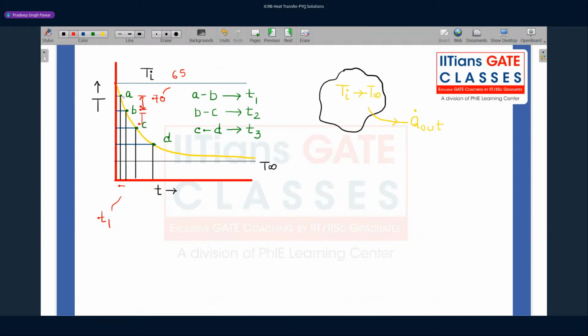What you see is that, because of the exponential nature of the cooling curve, initially the cooling rate is very high, and slowly, as time progresses, the cooling rate decreases. That's why you will reach from 70 to 65 faster, in lesser time. As you proceed further in time, for the same temperature difference you will get a larger time. So the initial cooling time T1 will be lesser compared to the later cooling times, and the latest time will be the largest.